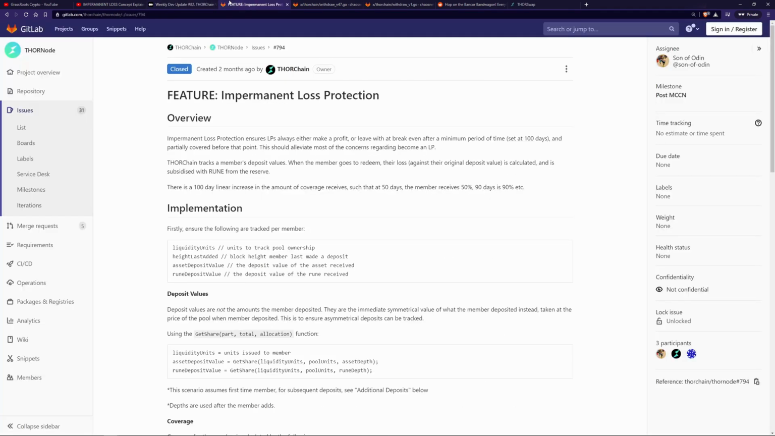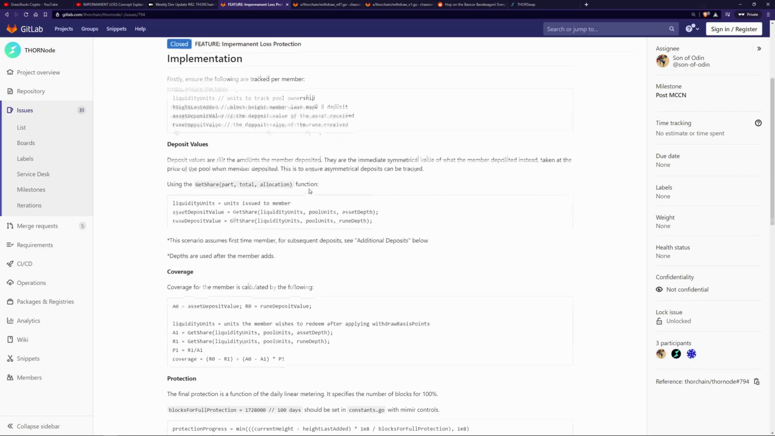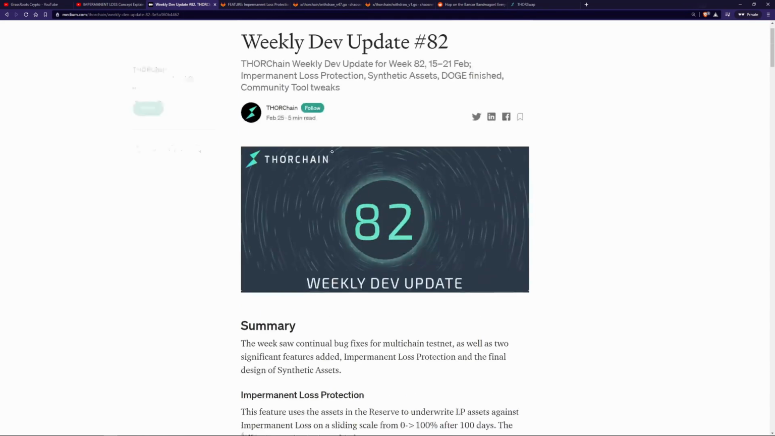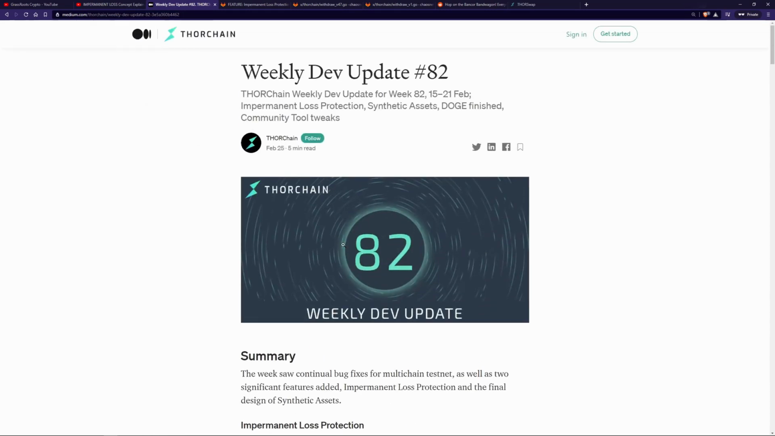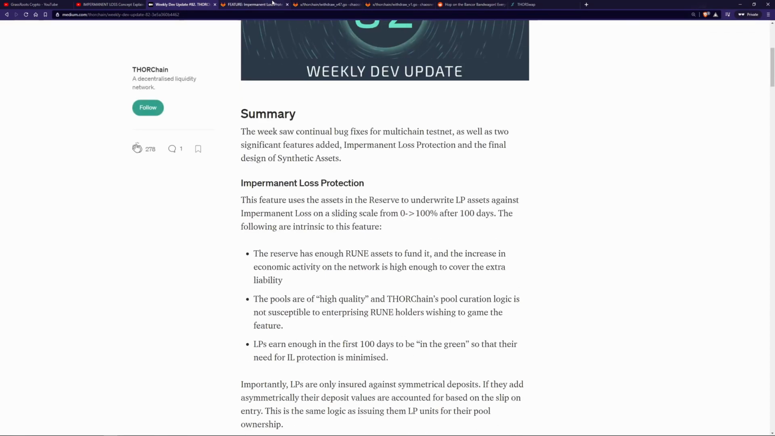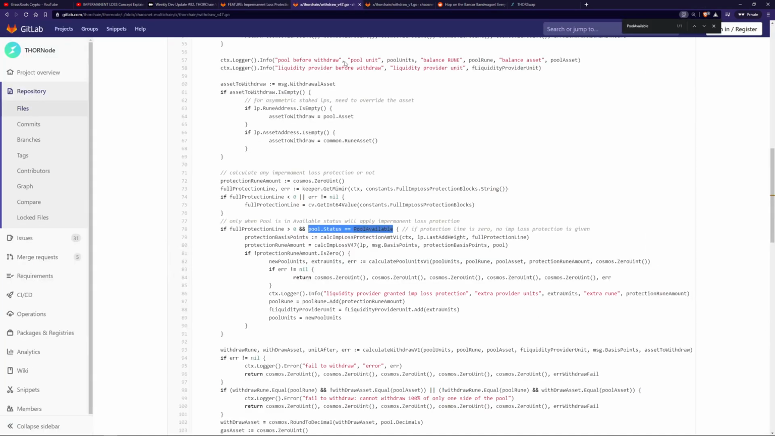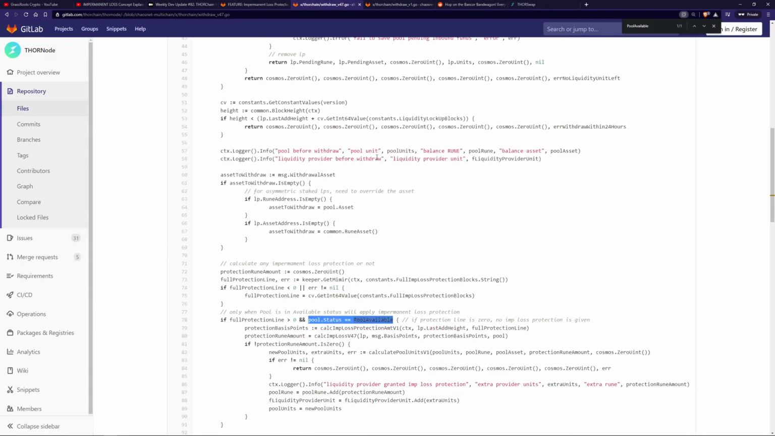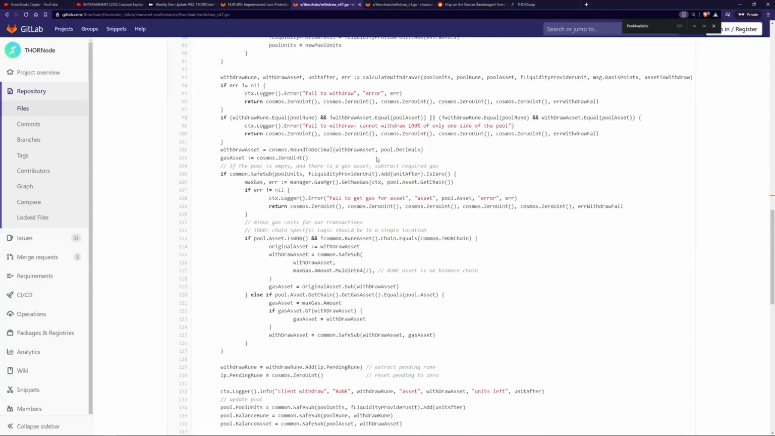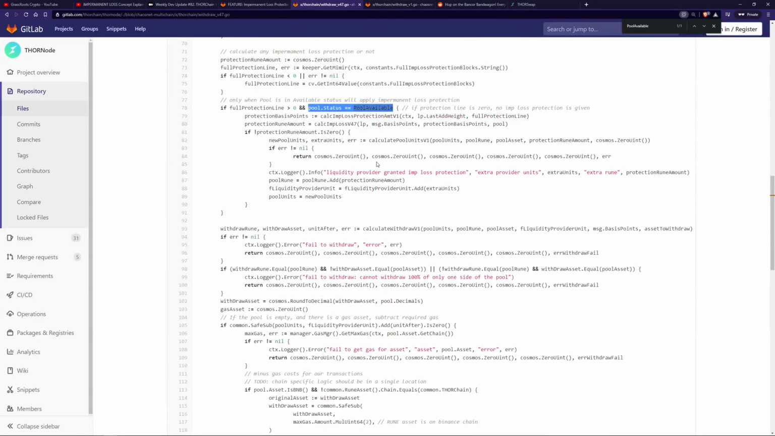You can read more about it here, and this is the specification. They had the Dev Weekly Update 82 here. You've got also the code is available on GitHub that you can go have a look at and read all about it yourself.